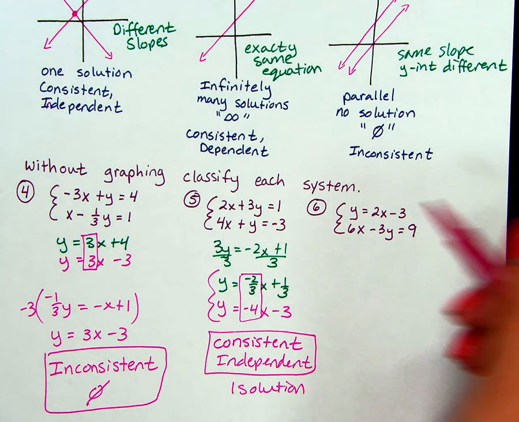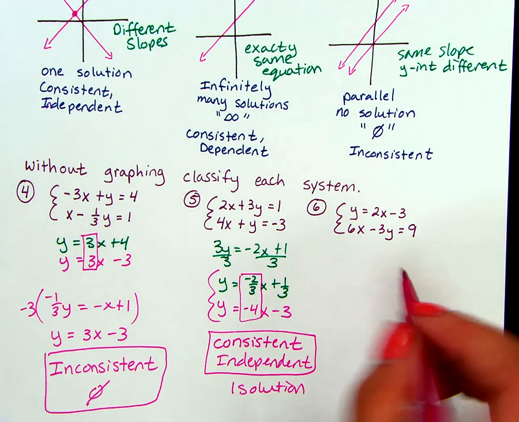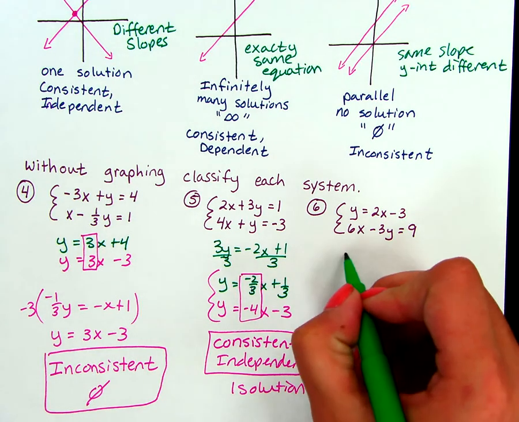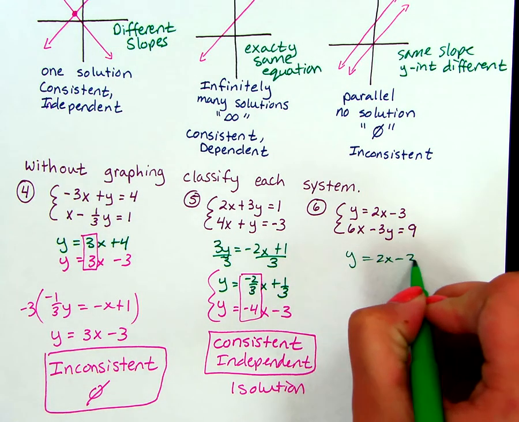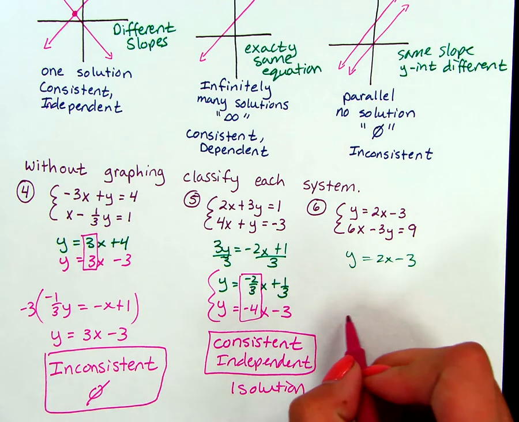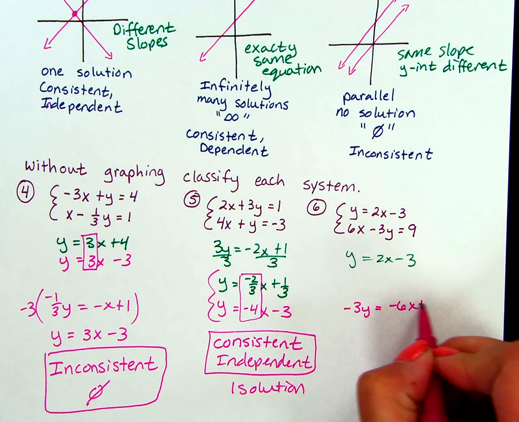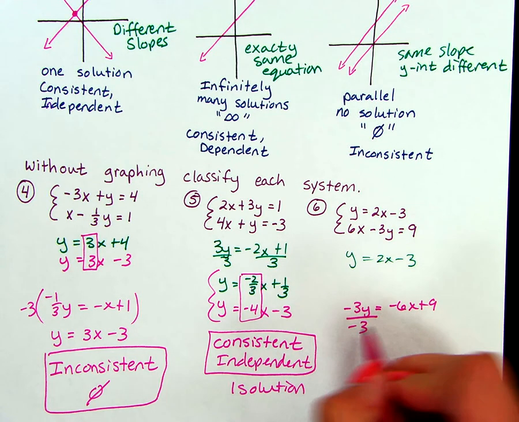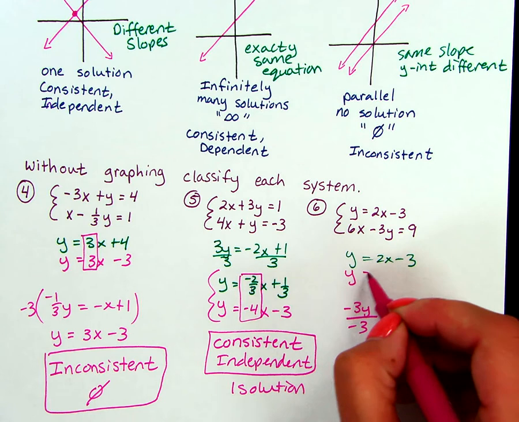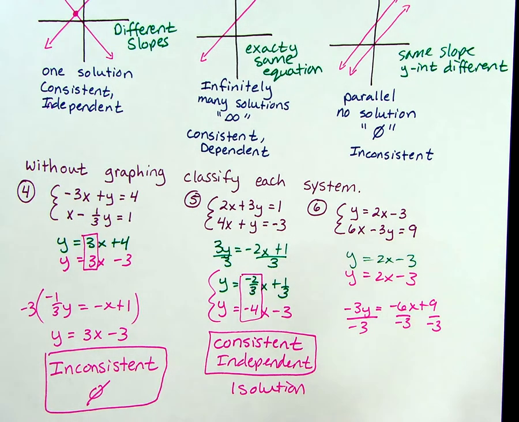All right, last one. The top equation is already solved for us, so I'm just going to rewrite that. For the bottom equation, again we are trying to get y by itself, so we start by subtracting the 6x. So negative 3y equals negative 6x plus 9, and divide everything by negative 3. That gives us y equals positive 2x minus 3.